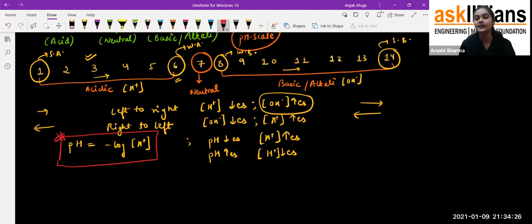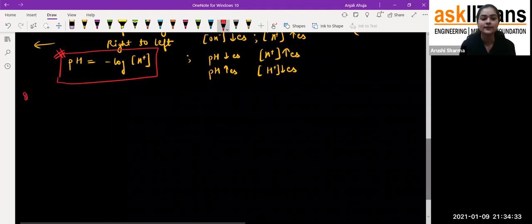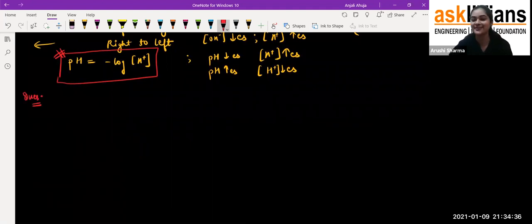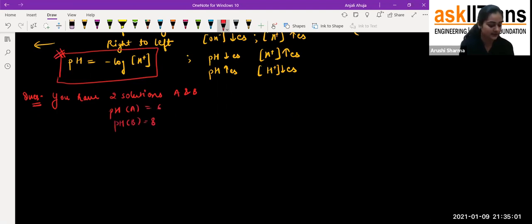Very good. So first of all, I just want to discuss one question here, then we'll do the calculation part also. Okay, so the question is, you have two solutions, A and B. They have given that the pH of solution A is 6, and the pH of solution B is 8. Part A asks which solution has more hydrogen ion concentration.